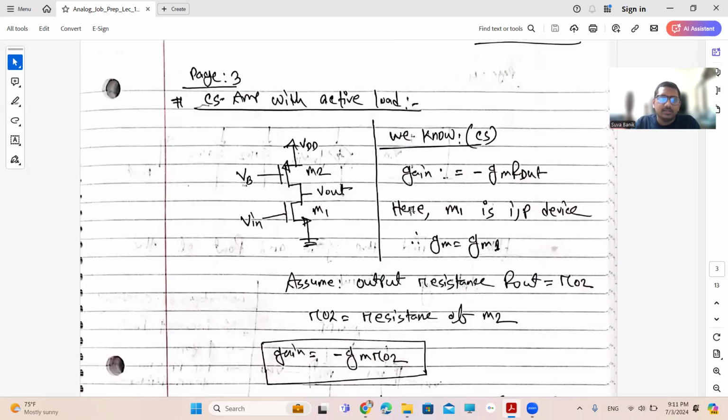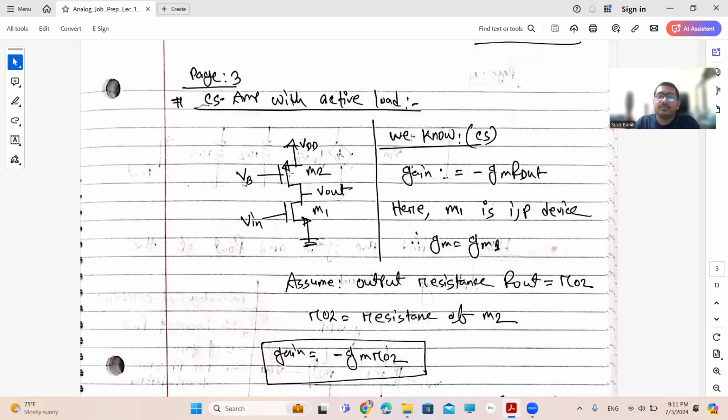So in the next circuit, instead of a resistance, we can consider that there is an active load. Active load is nothing but a transistor which is in saturation and acts as a current source. However, for this active load, we also need a bias voltage to make this transistor operate in saturation mode.